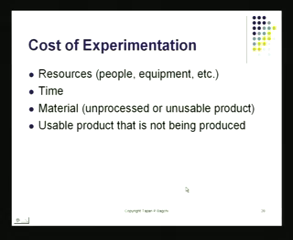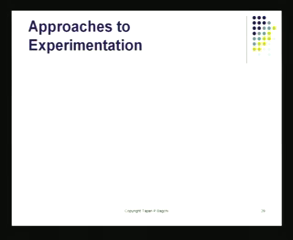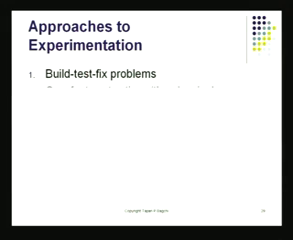If you see the cost of experimentation, where does money go when I try to do experiments? Into resources, people, equipment, time, material, and usable product that is not being produced. These are the places where we spend our money, and therefore we have to be most efficient.